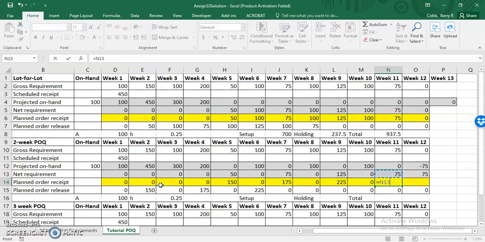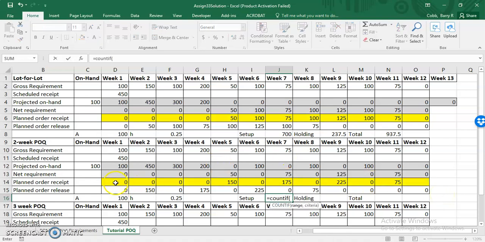And then week 11 is the last one. It would be a 2-week rule. We don't have any gross requirements in week 12, but we'll go ahead and build the formula out. And so those are our planned order releases in this model. I've got the lead time set up. It's a 3-week lead time, so you can see that the planned order releases are 3 weeks ahead of the planned order receipts. Now, what are the costs for this model?